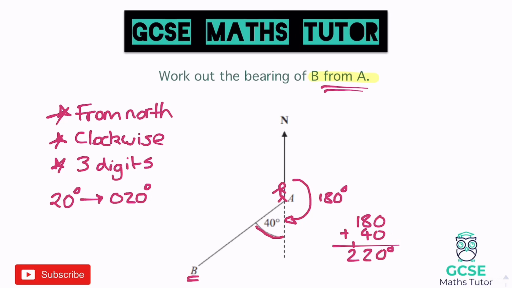So our combined bearing there for those two little parts to get to B from A is 220 degrees. Okay, and there's the end of that question. All right, let's have a look at something different.